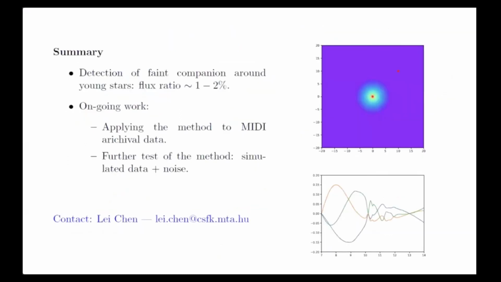In summary, with this method, it is possible to detect faint companions around young stars with a flux ratio of only a few percent. We are already applying this method to MIDI archival data, and we seem to have some interesting preliminary results, but we need some more checks and confirmation. Hopefully, some more results will soon come out. Thank you.